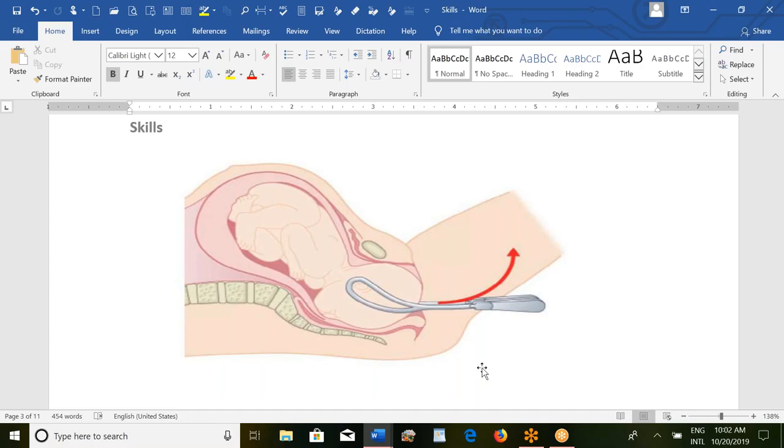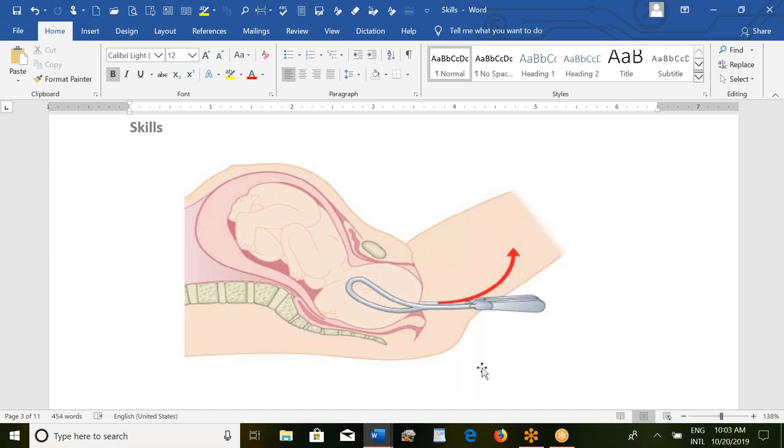What is the advantage of forceps over the vacuum? Yeah, I think the advantage is that it is quick compared to the vacuum, and the failure rate is less compared to the vacuum delivery, and it can be applied in preterm, above more than 34 weeks.